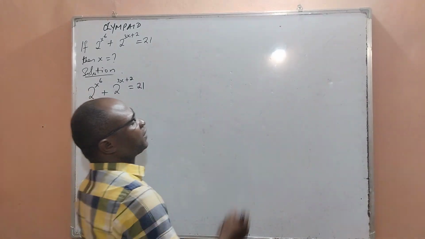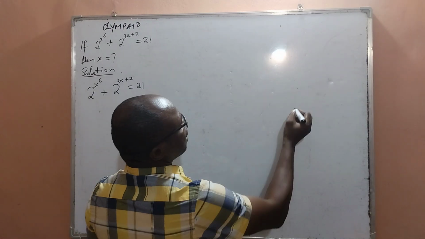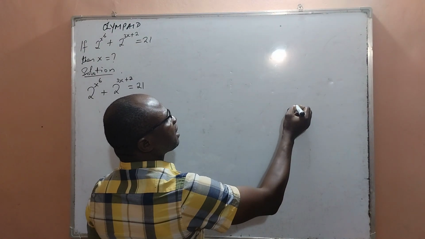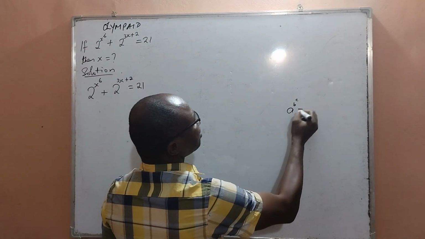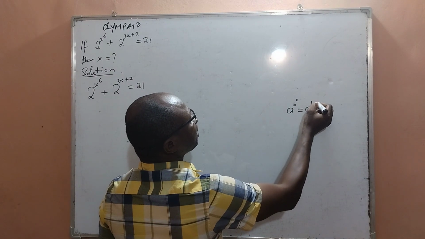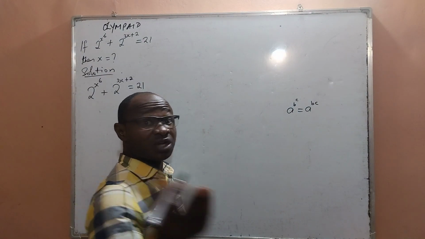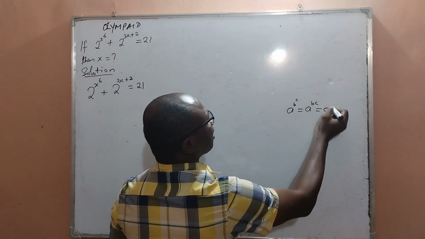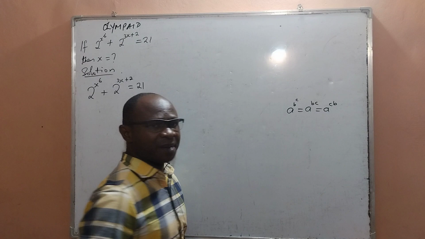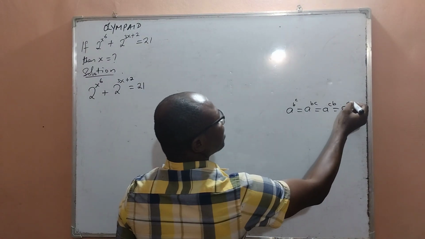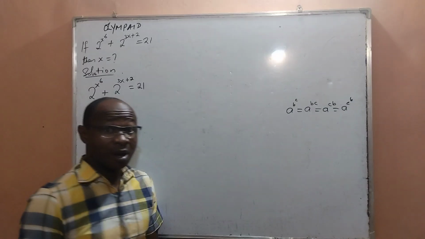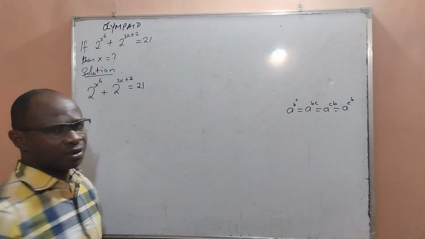If you are given a raised to the power b raised to the power c, it is the same as a raised to the power b multiplied by c. It is also the same as a raised to the power c multiplied by b. It is also the same as a raised to the power c, to the power of b. All are the same. It is an exponential rule.